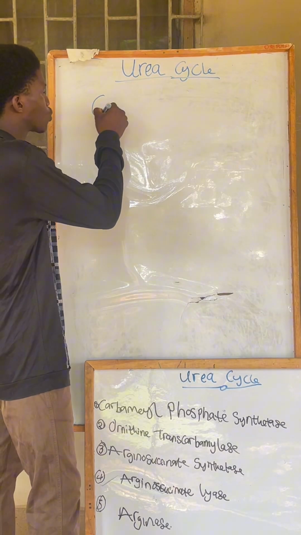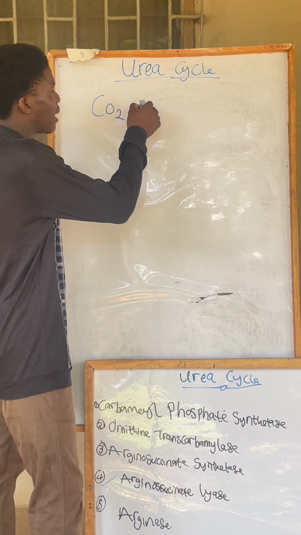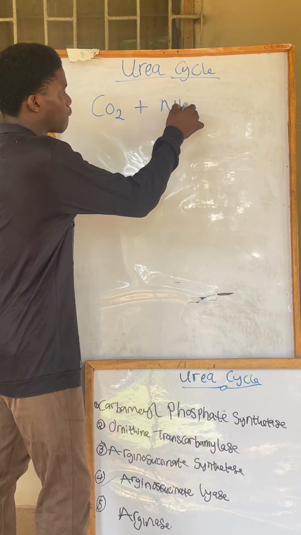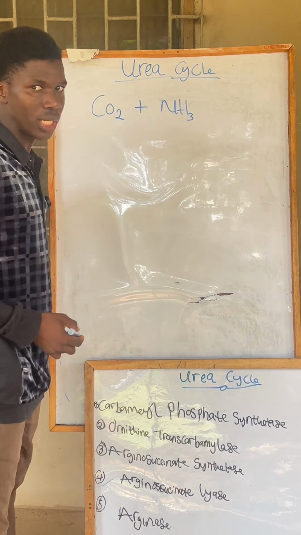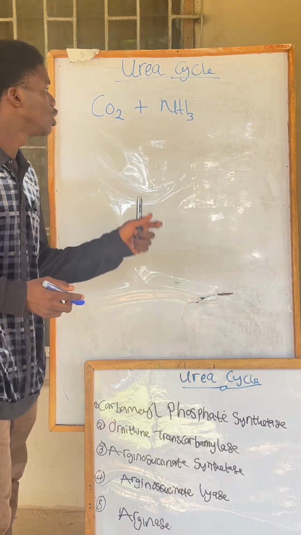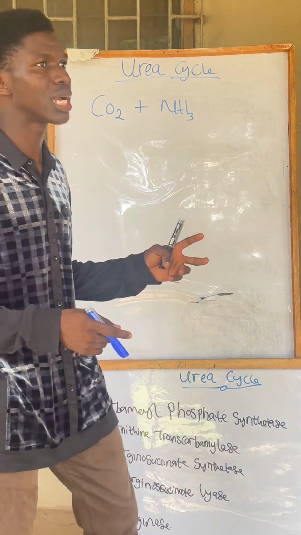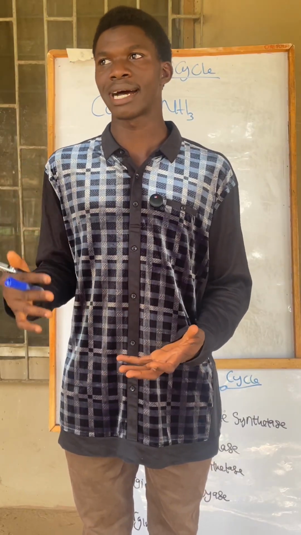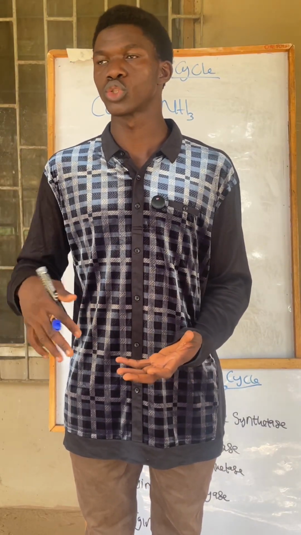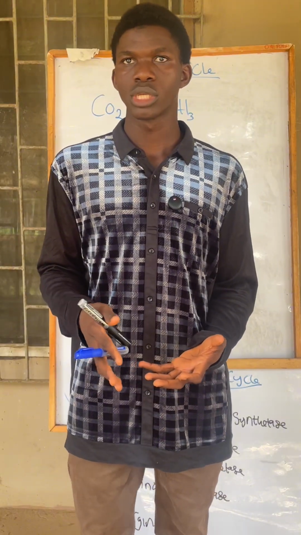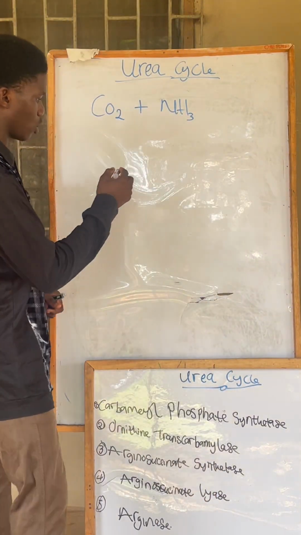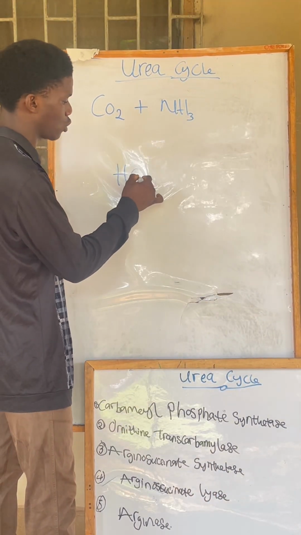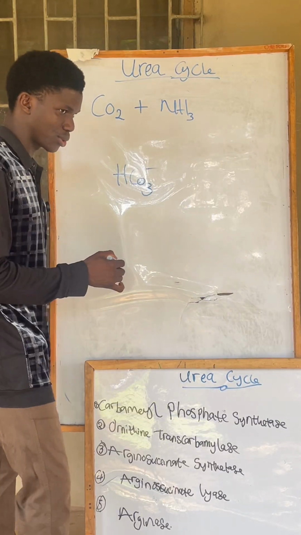Okay, we have CO2 reacting with ammonia. This is one of the first things. Your CO2 needs to react with ammonia. But mind you, don't forget that in your body, CO2 is not just there as a gas. It reacts with water to form bicarbonate. Don't forget it. It is always in the form of HCO3 minus.